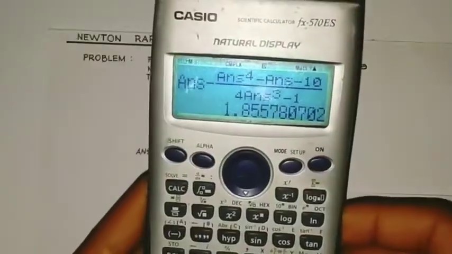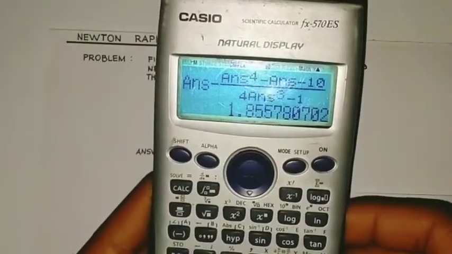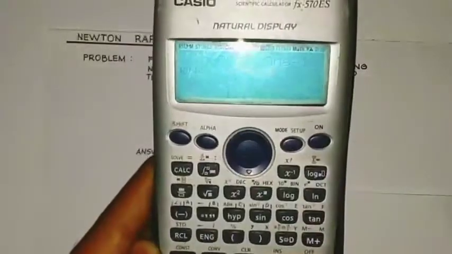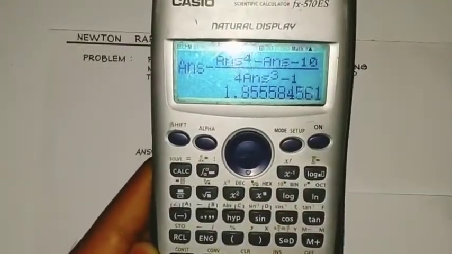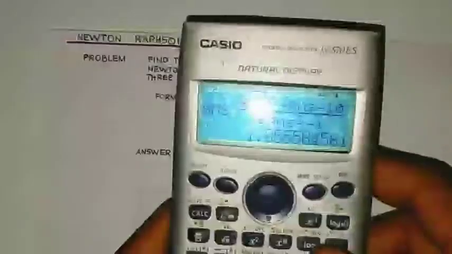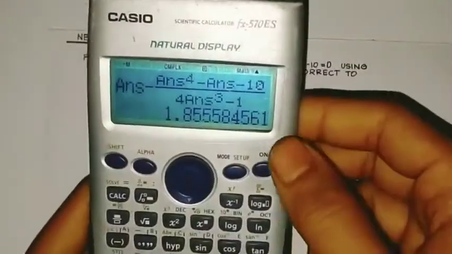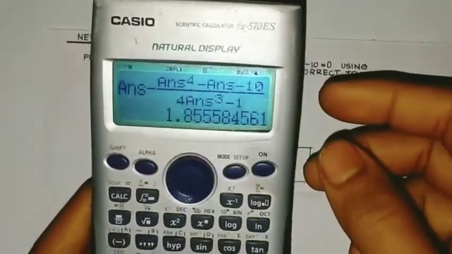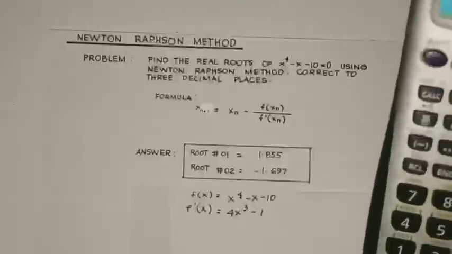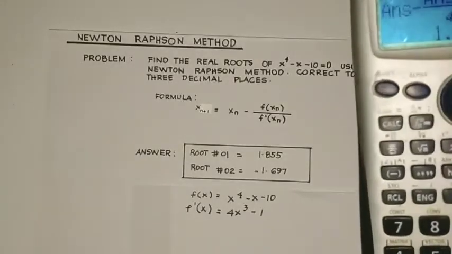Click mo ulit yung equals. Yan yung answer sa second iteration, is 1.8557. Press mo ulit yung equals. So, this is also the third iteration. So, notice na sa problem, magko-correct lang tayo to 3 decimal places. So, sa previous iteration, iteration number 2, nakita natin na it is equals to 1.855. Therefore, yung include na yung first root is 1.855.